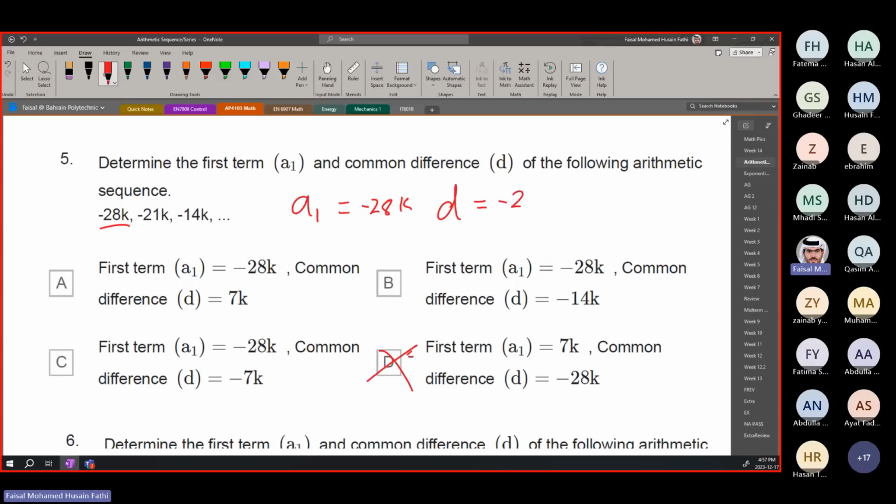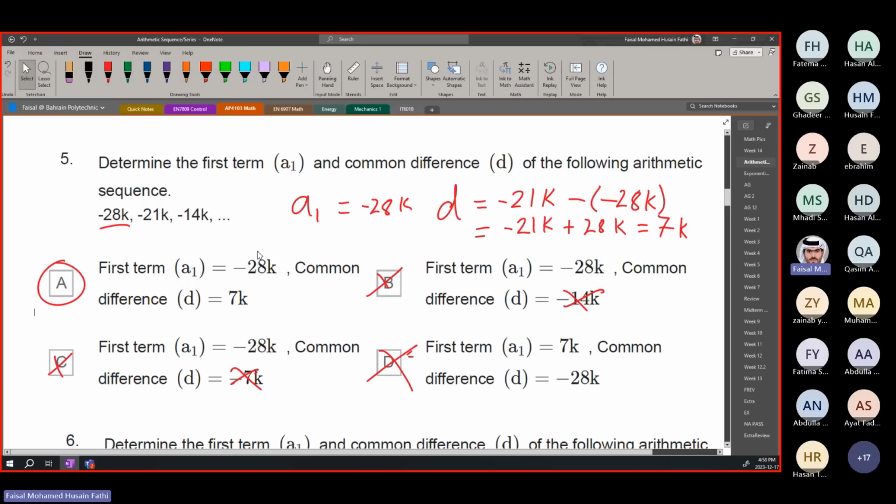We do minus 21K minus 28K. Second term minus the first term. This is going to be equal to minus 21K plus 28K. All right. So this is going to be equal to 7K. So which one is 7K? This is minus 7K. This is wrong. This is minus 14K. This is wrong. So it's not B. It's not C. It is A. All right.